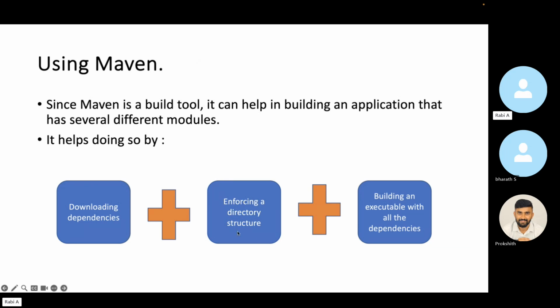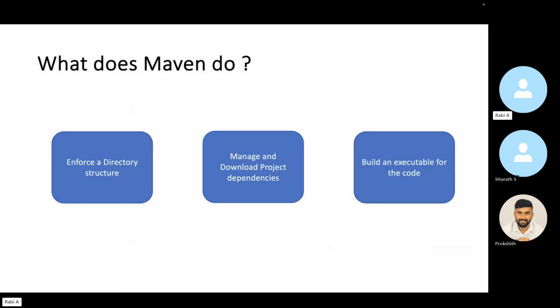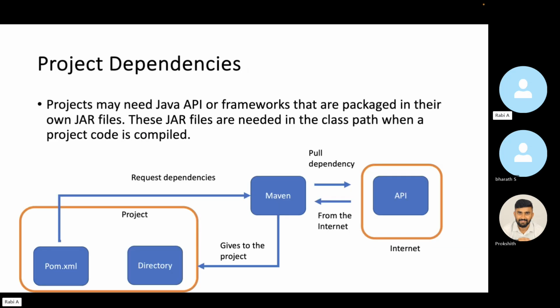Also, it will maintain a folder structure. Every time you create a new project, it will have the same folder structure. What I mean by that is it will use the same location to create the artifacts. It will use the same location to run your test cases. So the folder structure is standard. And then finally, it also helps us build an executable package including all the dependencies. So all of these things will be taken care of by Maven. So what does Maven do? Like I said, it maintains a folder structure, manages all the dependencies, and then creates an executable from the application code. Everything is taken care of by Maven.